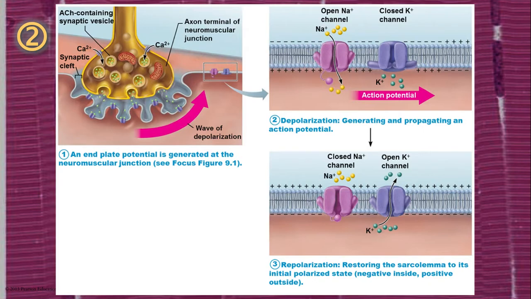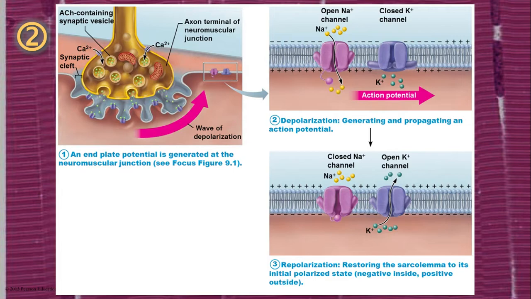We got our end plate potential, positive inside, negative outside. And then we're going to start an action potential, a wave of depolarization, because we will open voltage-gated sodium channels. When we open those channels, sodium will come in and make the inside more positive, and that will cause more voltage-gated sodium channels to open, which allows more sodium to come in, which causes another sodium channel to open, and we spread this positive charge throughout the muscle fiber.